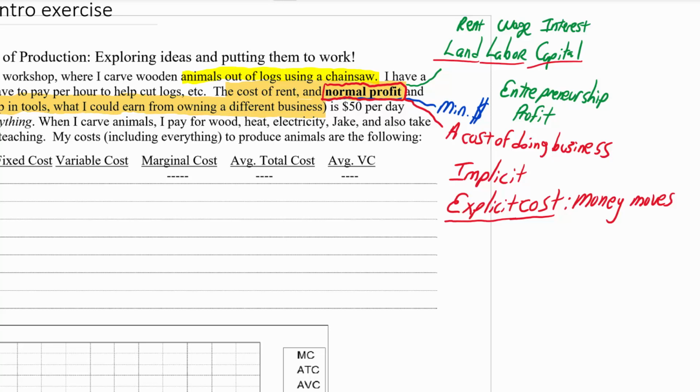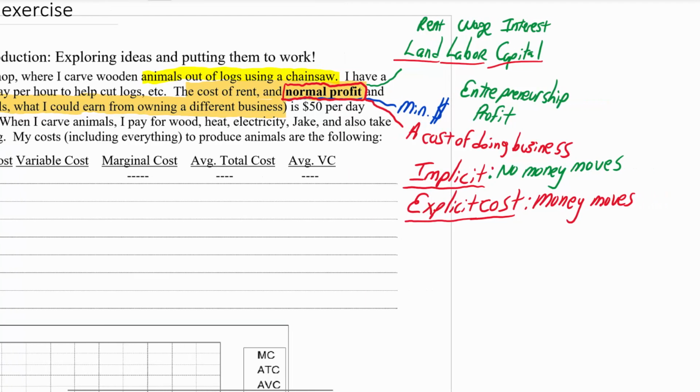An implicit cost, on the other hand, doesn't mean it's not a real cost, but it's a cost where no money actually changes hands. So no money moves. I'll use that as a shorthand way of saying no money is changing hands from one person to another. Let me give you a couple of good examples here.